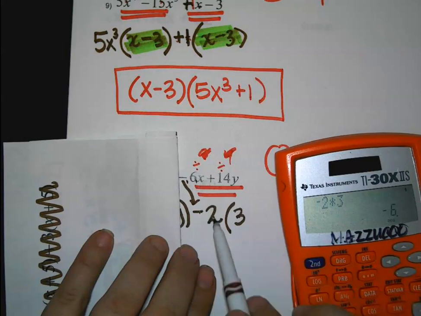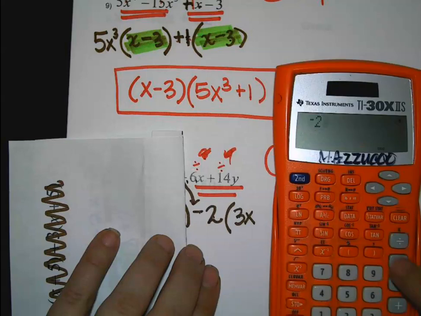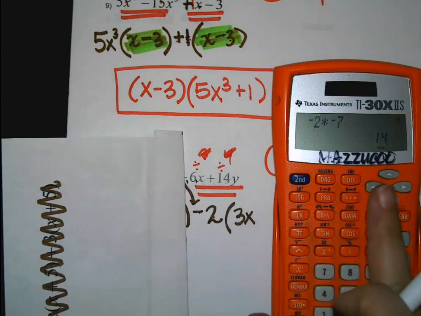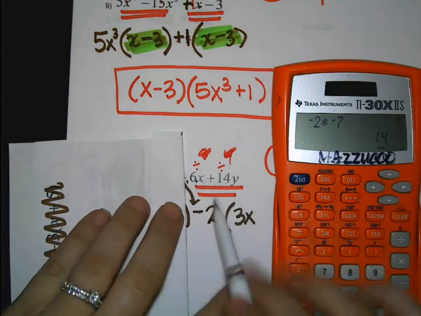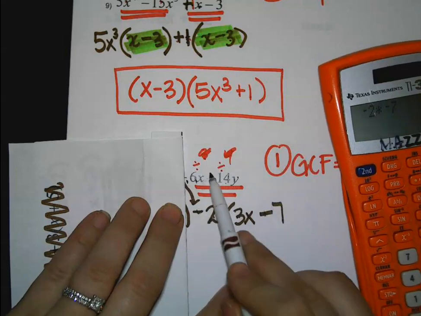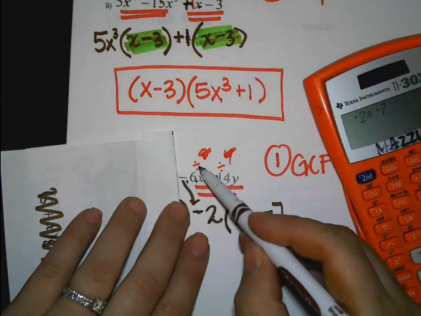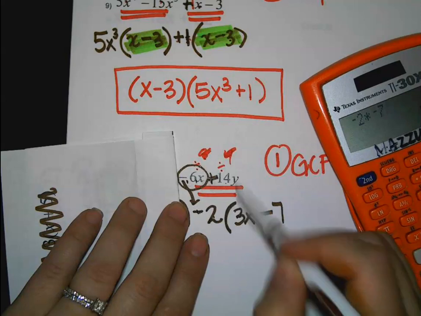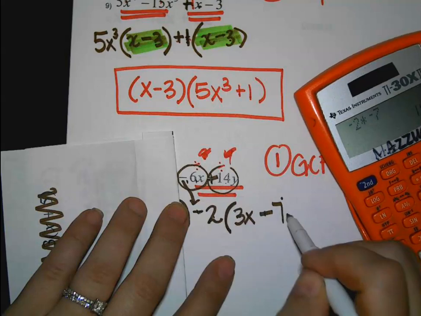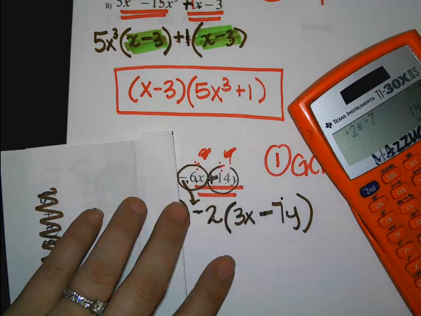Well, I need the x because I don't have an x here. So I'm going to put an x here. And then -2 times -7 would make +14. So that's how I know to put -7 here. A negative times a negative is a positive. Now remember, when there's a negative in front of a parenthesis, it changes the sign. So instead of negative, it's positive. Instead of positive, it's negative. And then we don't have a y, so we need a y here. So when I distribute this, I get this.